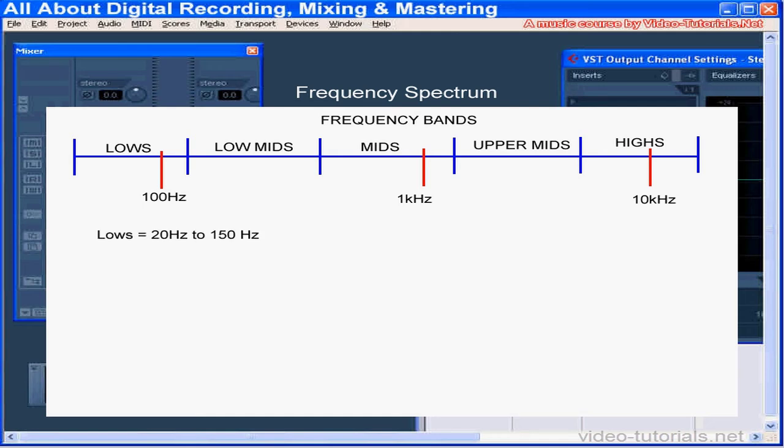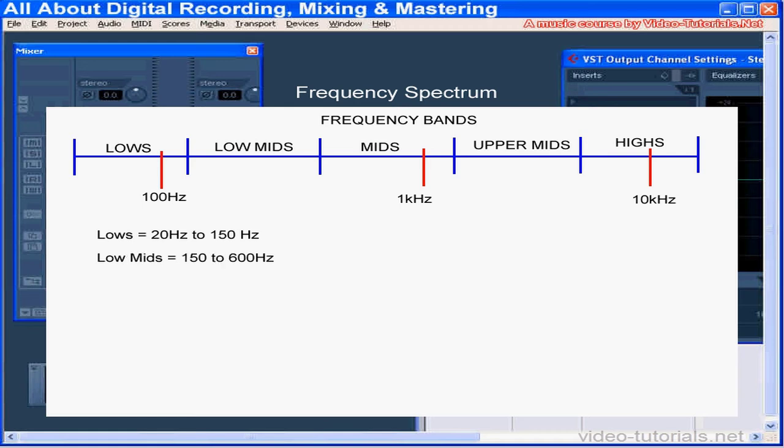This is where you find the beefy part of the kick drum, as well as the fundamental frequency of the bass guitar. Lows give your work power, but because they carry the most energy of all the bands, because the waves are the longest, they need to be managed well, or it'll cover up the other bands.